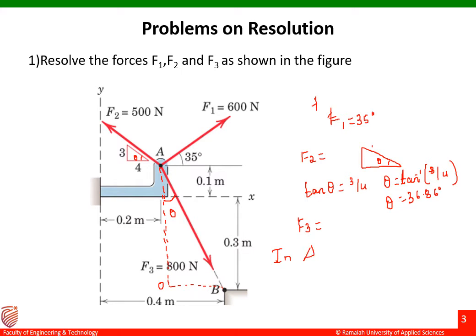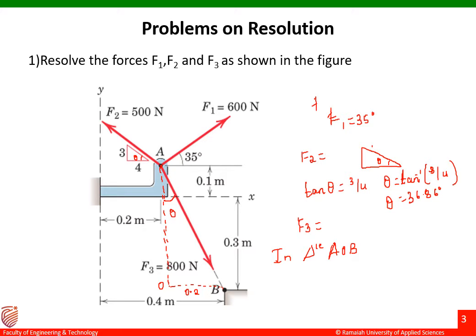Now let me find the angle theta with respect to the given triangle. Let me refer to this point as O in triangle AOB. Which trigonometric function can we take here? The entire distance is 0.4. Half of this would be 0.2. Because 0.2 is here and the total distance is 0.4, 0.4 minus 0.2 becomes 0.2 only. So this distance is known to us.